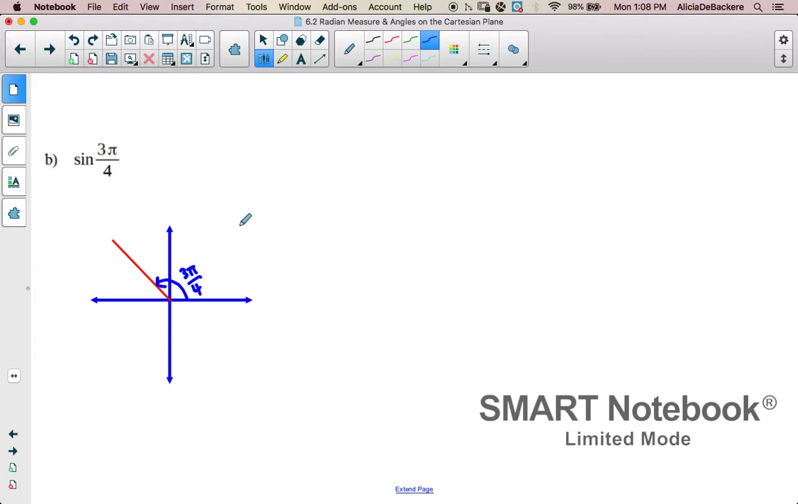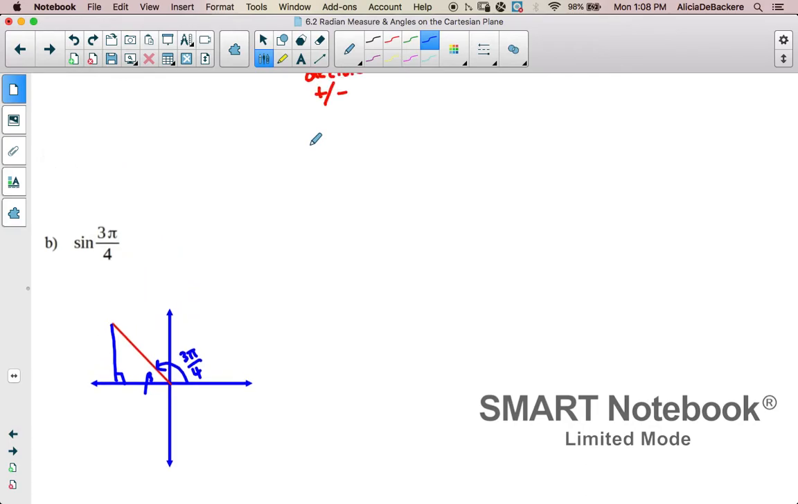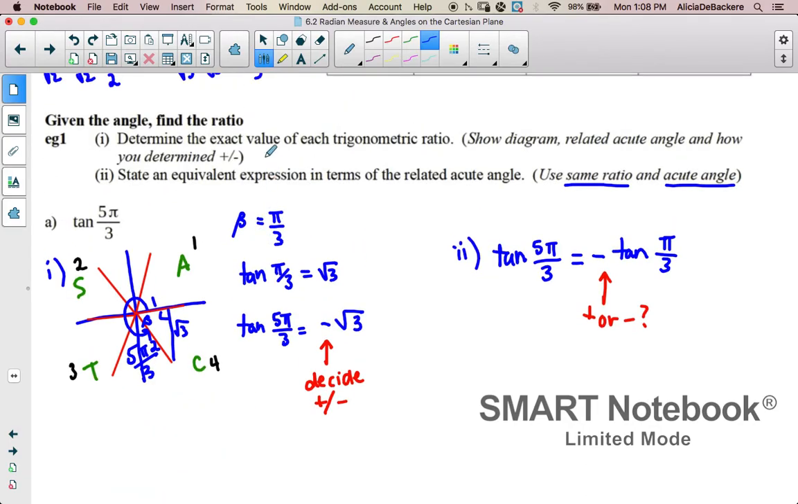And then again, my first job is going to be to figure out what this beta angle in here is. And then we'll create a 90-degree triangle by taking that terminal arm and dropping it to the x-axis. And there we're going to have our special triangle. I know it's going to be a special triangle because this question, I forgot to mention this, talks about determining the exact value. So whenever it asks you about exact values, what they're asking you to do is use special triangles and no decimals.